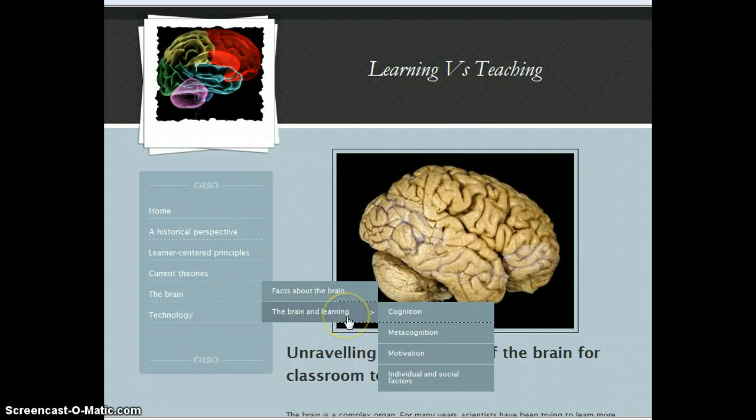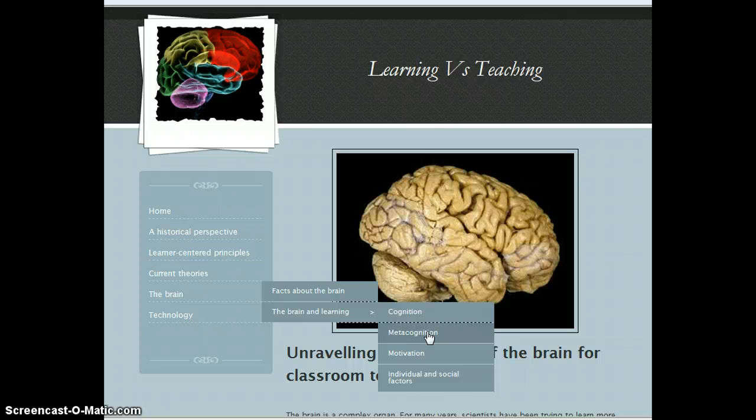Under the brain and learning, I've created 4 other pages that deal with cognition, metacognition, motivation, individual and social factors. Cognition is when teachers need to understand where the children come from, what knowledge or misconceptions they have. By knowing this, we can address the misconceptions, we can further enhance their learning by improving our teaching methods. So using assessment data is crucial.